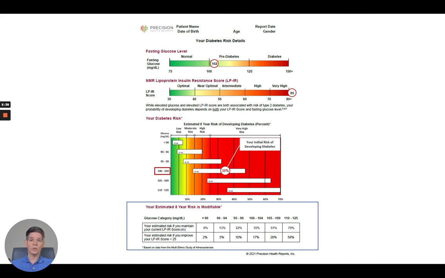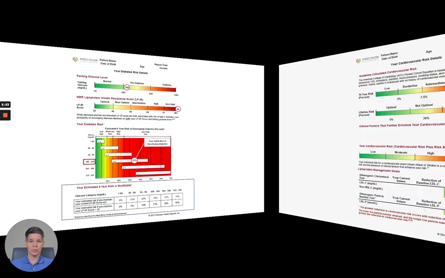Now, what about if you were to achieve a lower insulin resistance score? An ideal score is less than 25. Well, the same trend is true. Higher glucose, higher risk, lower glucose, lower risk, but the numbers are radically smaller. So this shows you that this is a very modifiable issue.